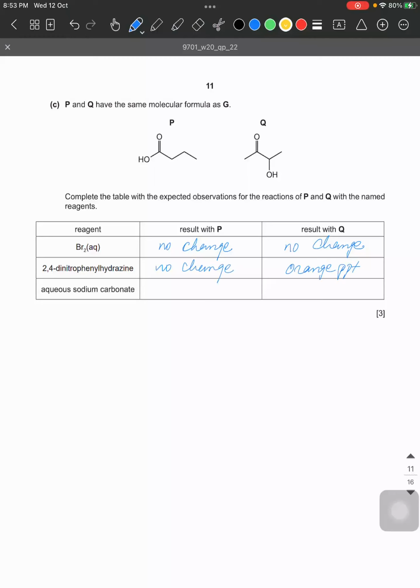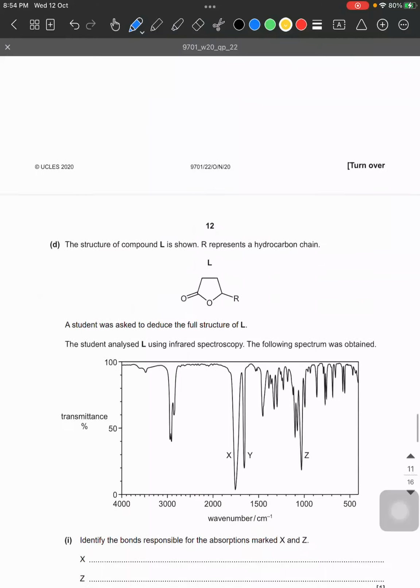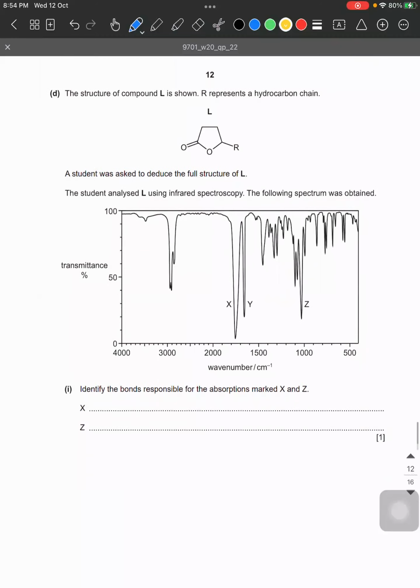If you talk about sodium carbonate, we know that acids can react with carbonates to form salt, carbon dioxide, and water. So definitely carboxylic acid shows some reaction and shows effervescence of carbon dioxide, and there is no change because there is no reaction of carbonate with carbonyl compounds. Let's move towards part D.